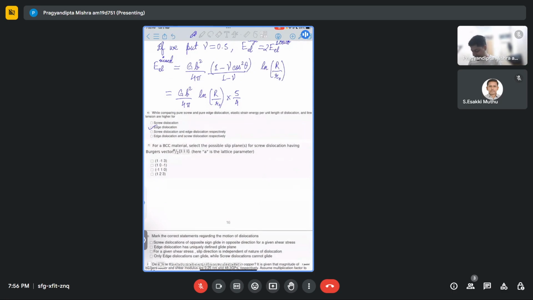Next question. For a BCC material, select the possible slip planes for a screw dislocation having Burgers vector a by 2 of 1 1 1. So which and all are possible? They are asking which and all are possible.